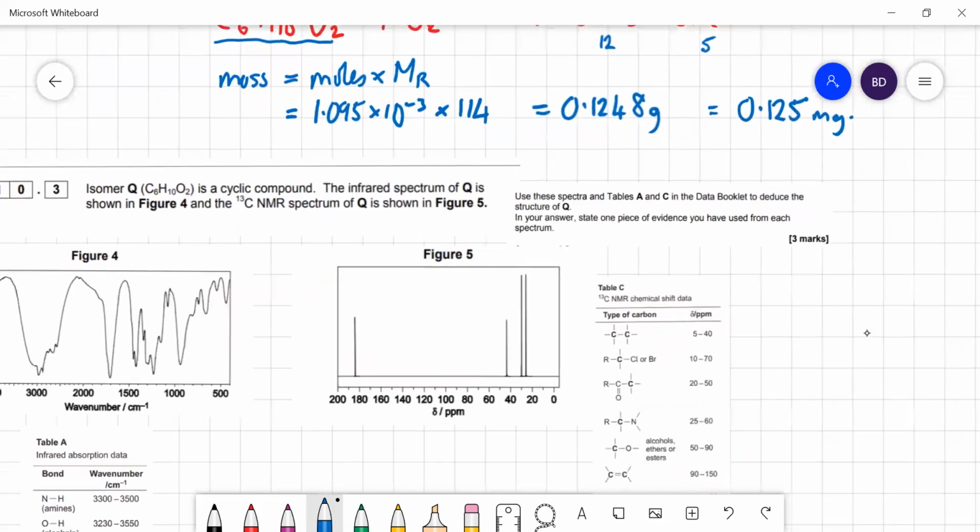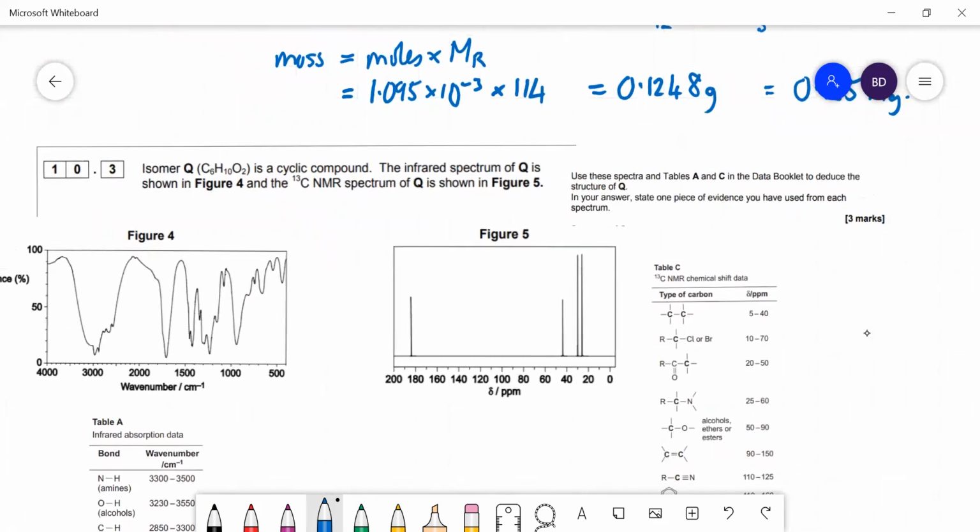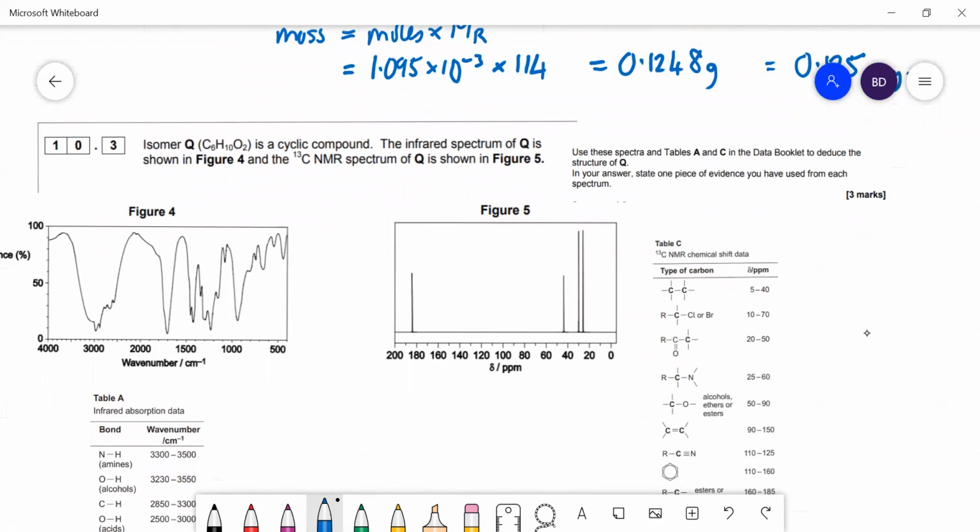Okay, so now we're going on to structure determination using spectroscopy. So we've got Q, which is a cyclic compound. We've got the infrared spectrum on the left, and we have got the 13C NMR on the right. Now, use these spectra to deduce the structure of Q. The first thing I like to do here is look at the carbon hydrogen ratio. We have got C6H10. Now if it was saturated, it would be C6H14, but it's cyclic, so we always lose 2 hydrogens for that. So that means we have 1 double bond in there, and that could be a carbon-carbon double bond, or more likely a carbon-oxygen double bond.